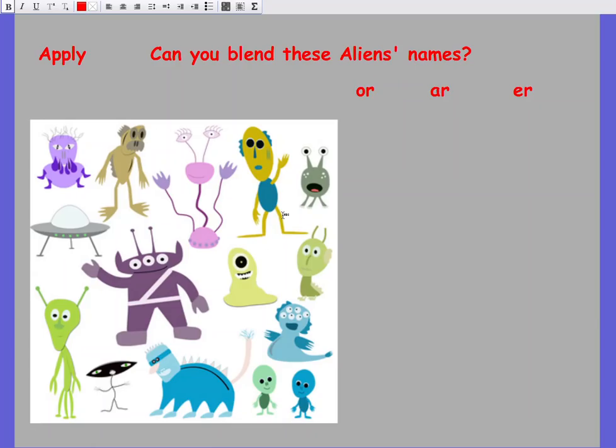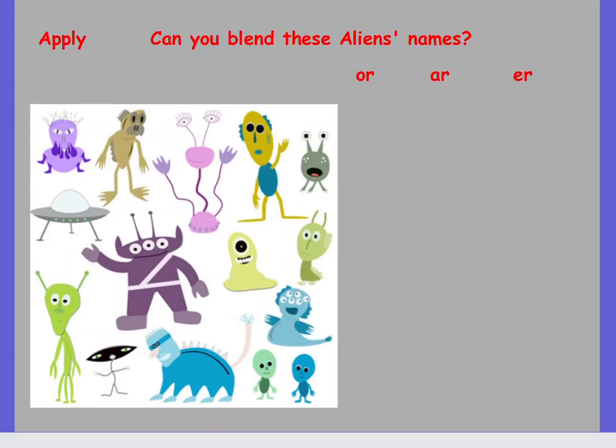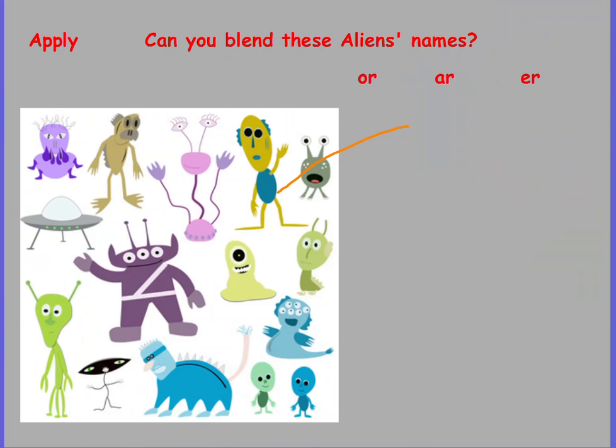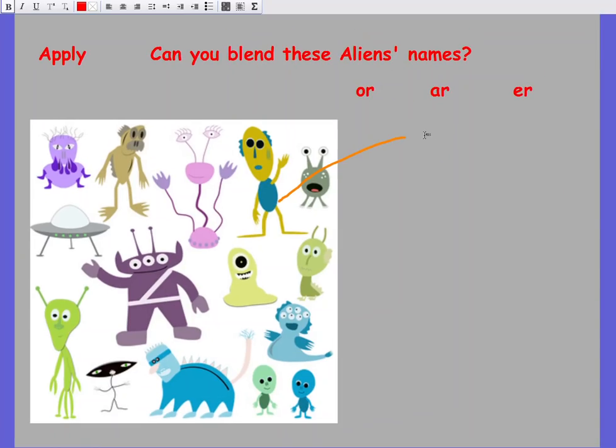His name is Lork. This is Lork. Watch me segment it, and then I would like you to write it on your whiteboard. L-ork, Lork. Have a go at writing Lork's name. Okay, so let me write Lork's name for you. L-ork, Lork. There we go.